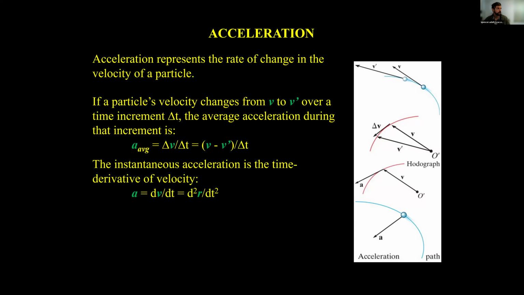Speeding up in the line. Right, only the magnitude was changing, the direction stayed the same. Exactly. So if you're just changing the speed, then your velocity and your acceleration would be in the same direction, tangential to the completely straight path, right?